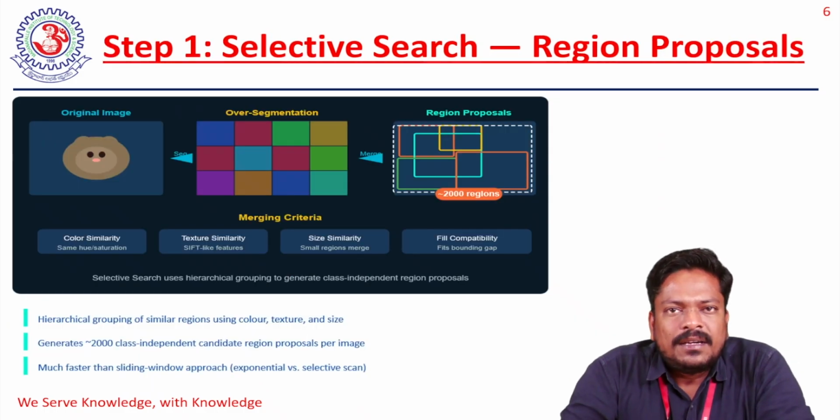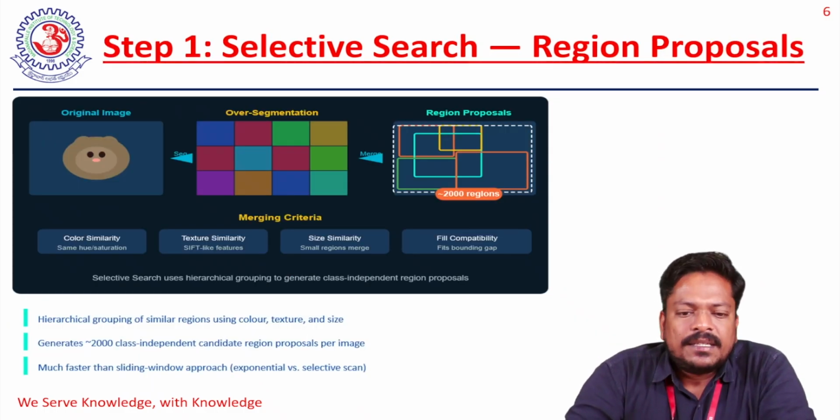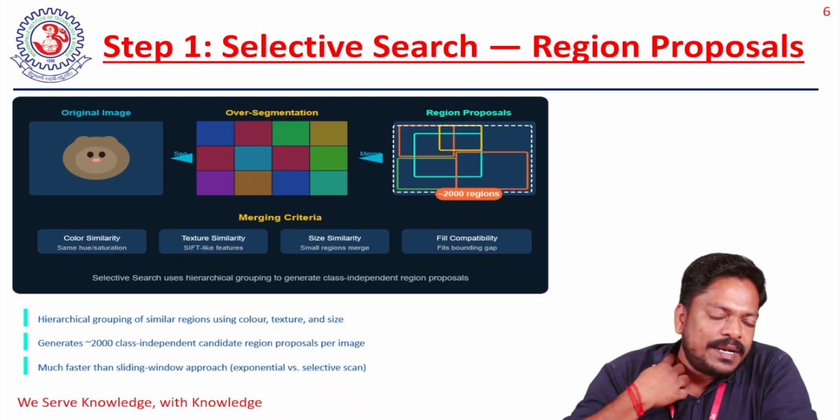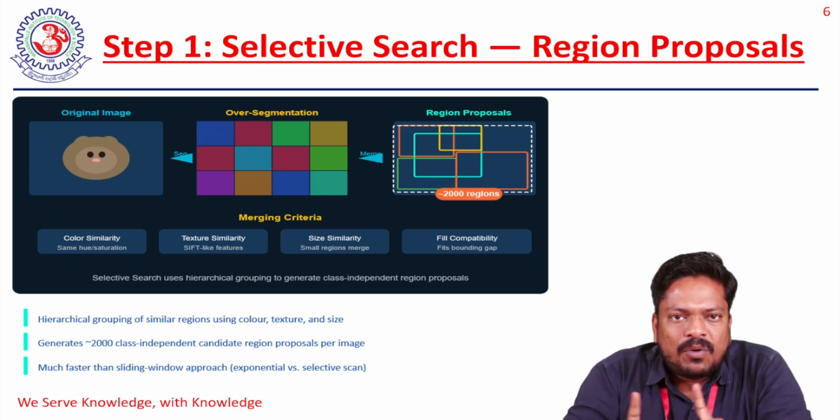We will see more detail about these selective search region proposals. Here the input is an original image. The image then goes through over-segmentation. Over-segmentation is nothing but the overall image being split into different parts, a set of small images. Then it points out region proposals with square brackets, giving more than 2000 regions.